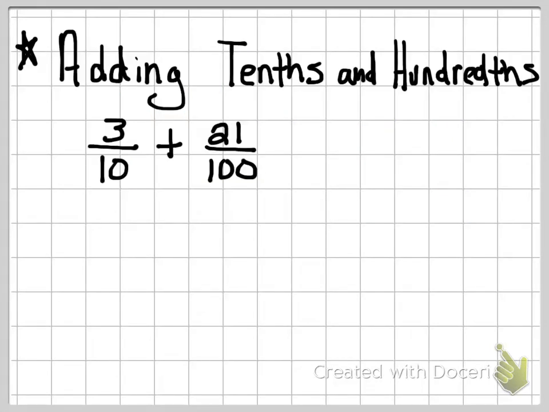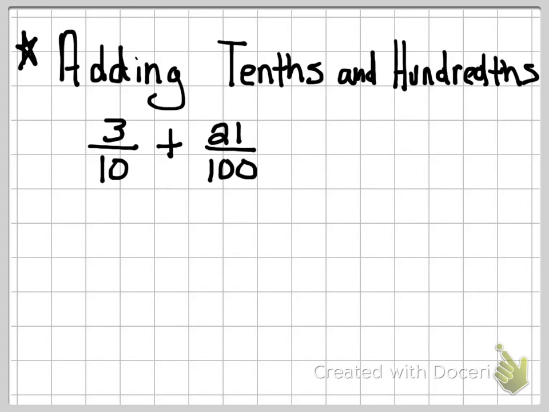All right, so we are looking at how we should be adding tenths and hundredths. Let's first take a look at tenths and hundredths in regular fraction form. We have 3 tenths plus 21 hundredths. By now, based on what you've learned with fractions, you should know that we cannot add tenths and hundredths without changing one of the denominators. In other words, we need same denominators in order to add these two fractions.